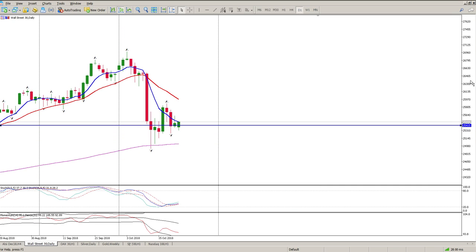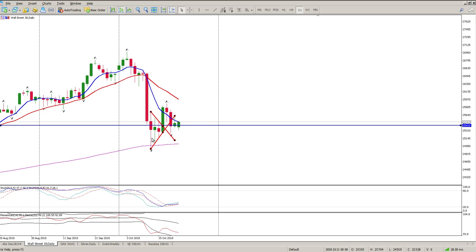So what we have on the daily is we've got all these buyers stepping in. We had this triangle break. We've come back, and something I want to point out here. I know I've mentioned this before, but it's always good to mention it again.